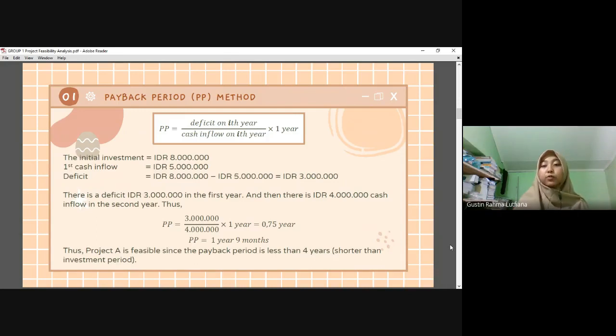And then there is a 4 million rupiah cash inflow in the second year. Thus, we obtain PP is equal to 3 million divided by 4 million times 1 year. So we get 0.75 year, so PP is equal to 1 year 9 months. Thus, Project A is feasible since the payback period is less than 4 years, or shorter than the investment period.